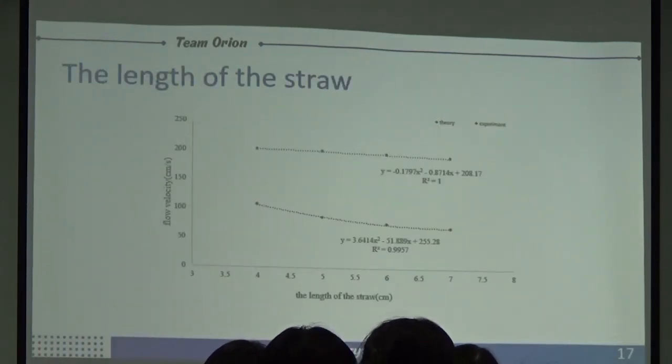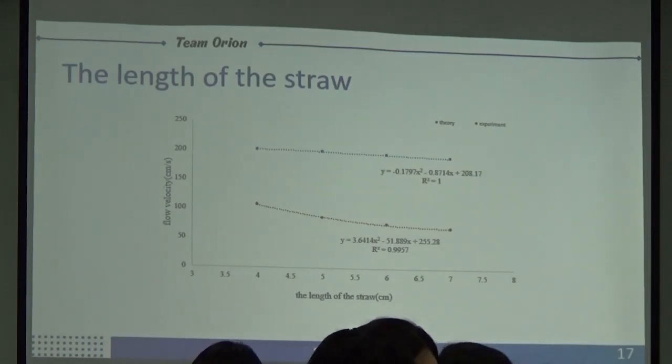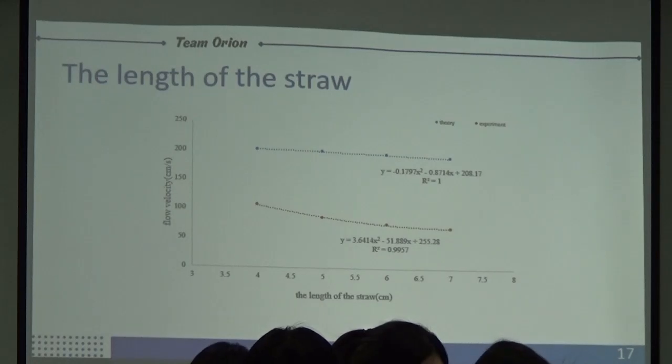This is our experiment result. The blue line is the theoretical result, and the orange line is the experimental result. We can see from the result that the tendency of both results is that when the length of the screw increases, the flow velocity will decrease slightly.